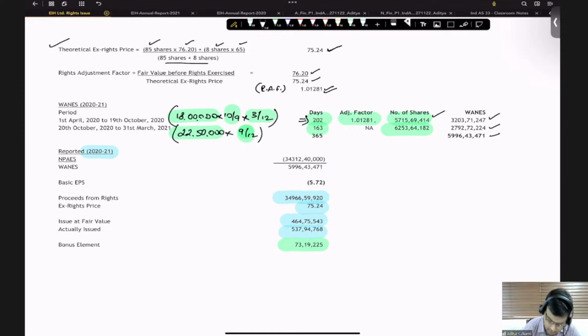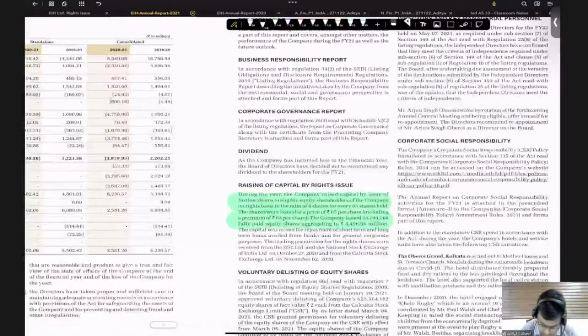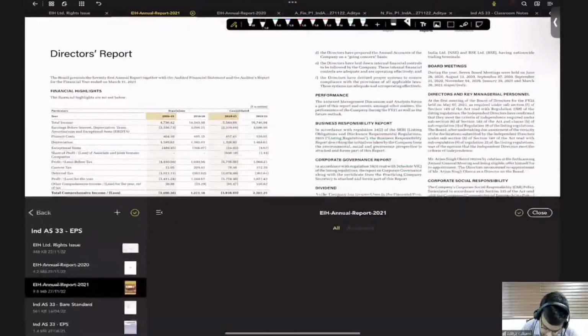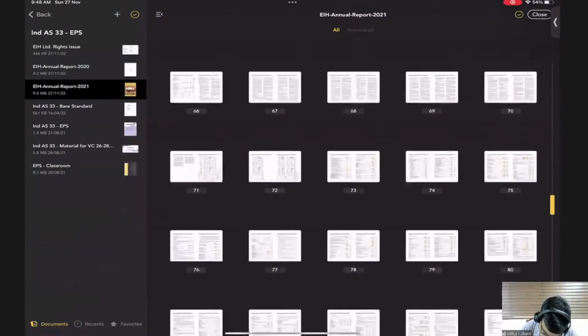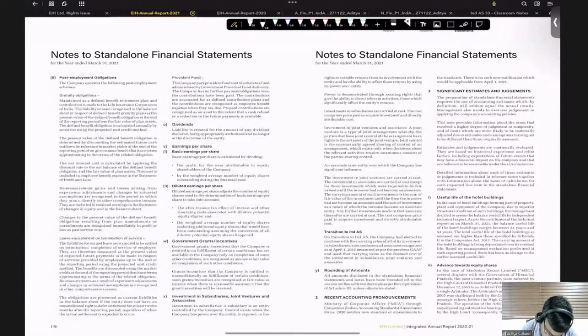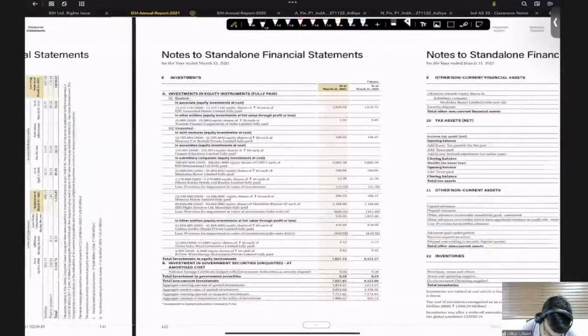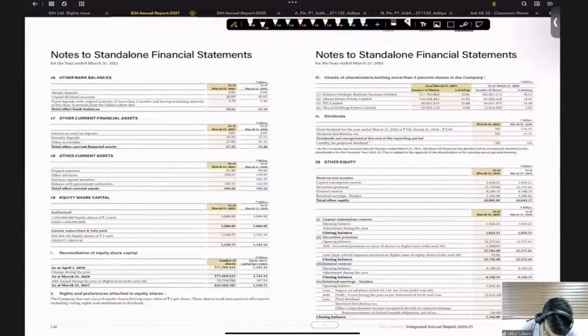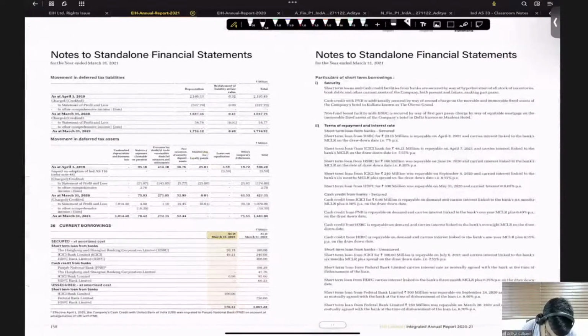Okay. So the bonus element in this issue is actually 73,19,225. Okay. Issue at fair value, actually issued. All this data we had collated for the purpose of your understanding. Okay. So all of this is specifically mentioned in the annual report disclosures. Okay. So we move on to earnings per share. There all these disclosures were available. Okay. So one second, where is that earnings per share?